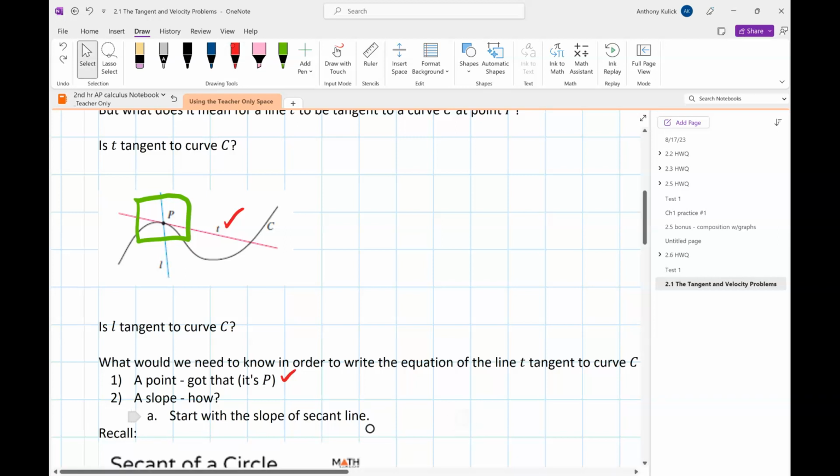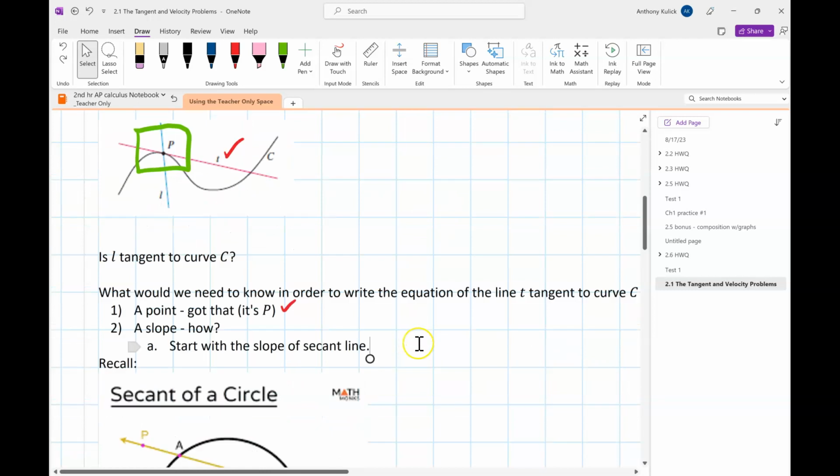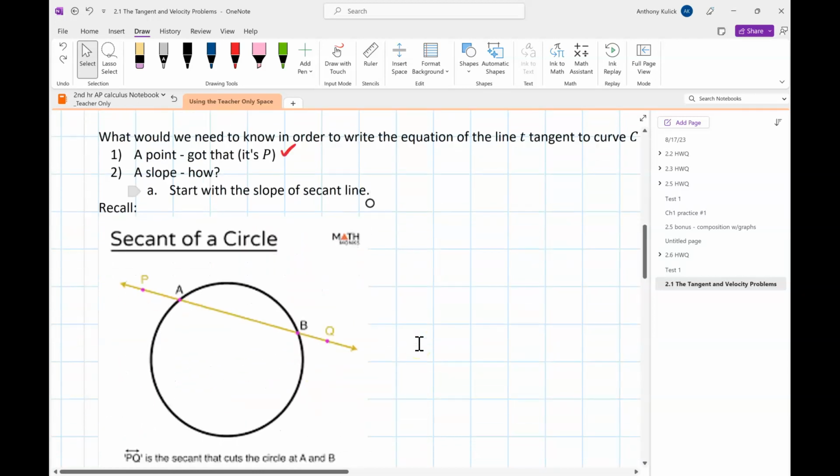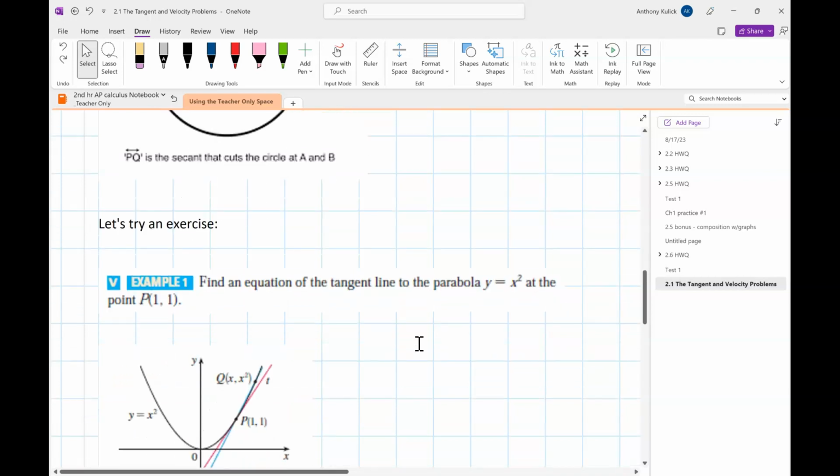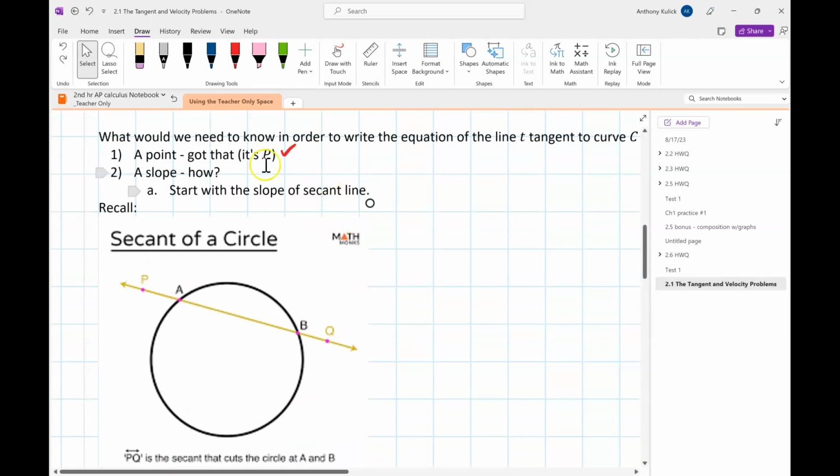Well, we're going to start with the slope of a secant line. You're probably not remembering from geometry what a secant line is. So remember our example here. The line PQ is a secant line for a circle because it intersects the circle at two places. Let's show you how this idea of the slope of a secant line is going to lead us to the slope of the tangent line.